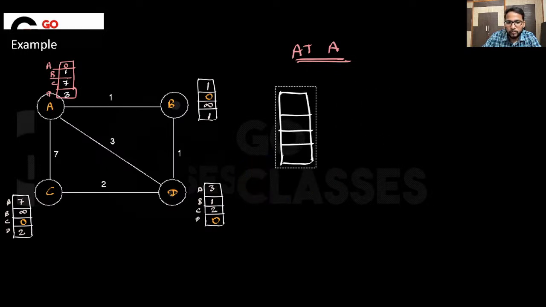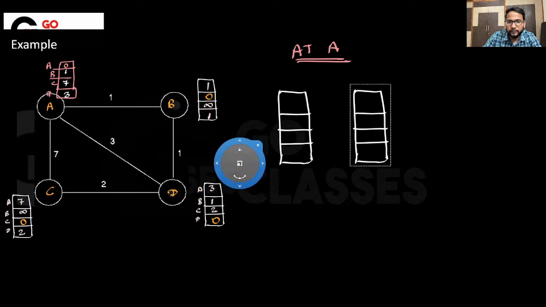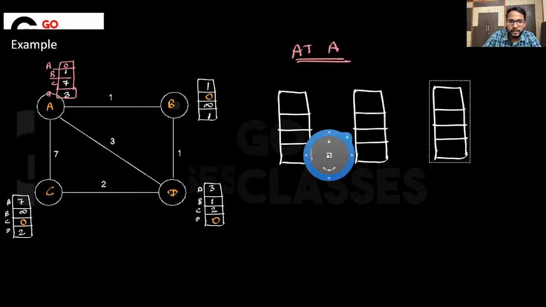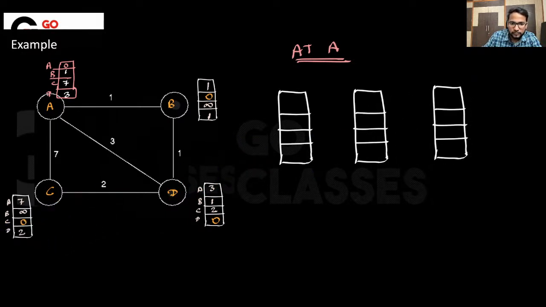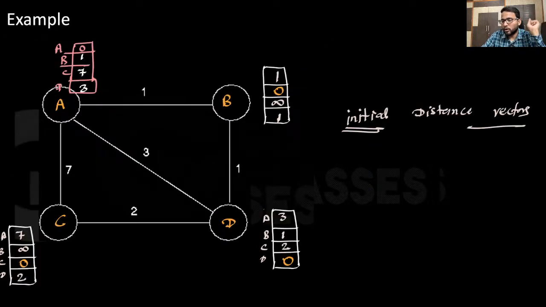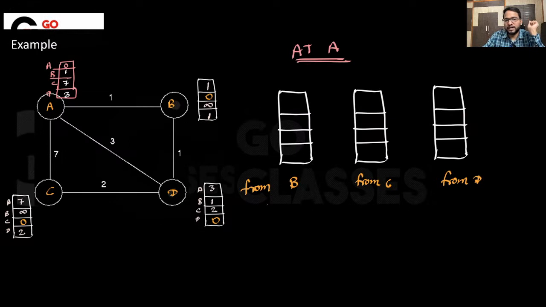Let me write all of those 3 vectors, from B, from C, and from D. Now this is called the first iteration. See, initialization is not called any iteration, but now in the first iteration, A will be receiving the vectors from all of these, B will be receiving vectors from all of these, like that, right?